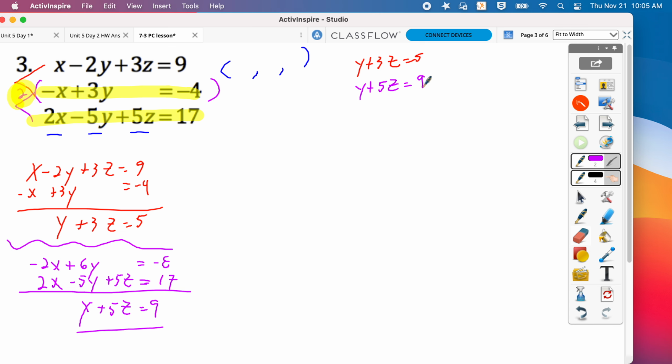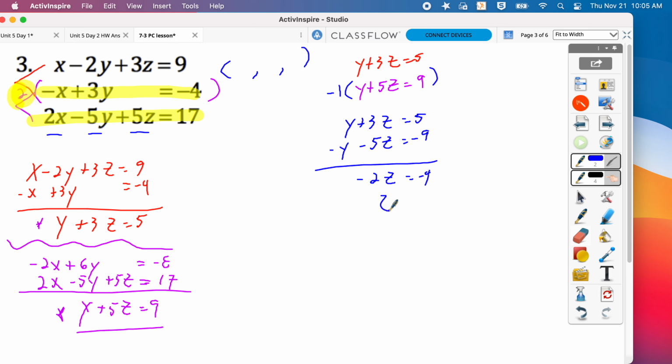Right now I have these two equations. When I write them next to each other like this, on top of each other, I'm going to eliminate again. And my choice is to get rid of the y's. So I'm going to multiply the bottom by a negative 1. I go through my steps like last night. I'm going to get a z value of 2.